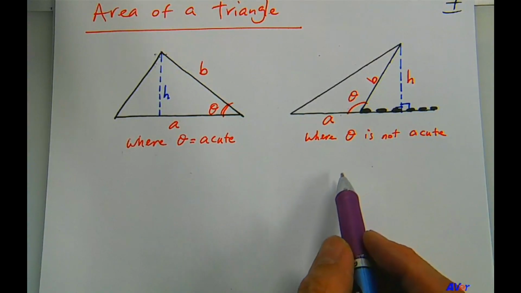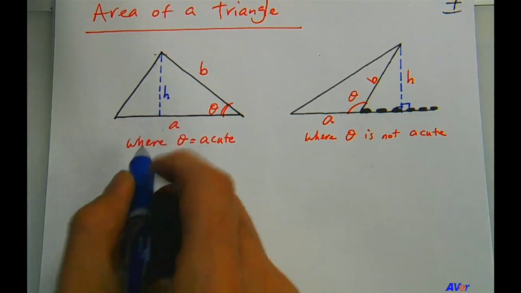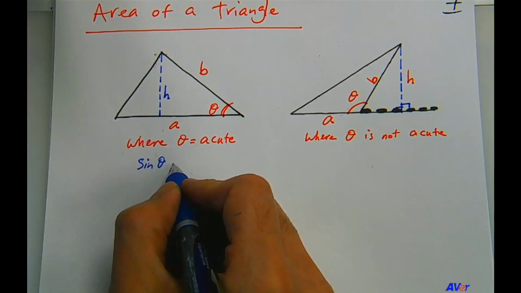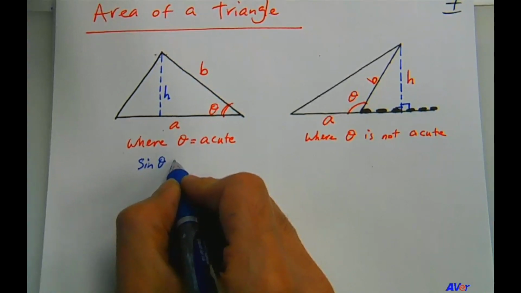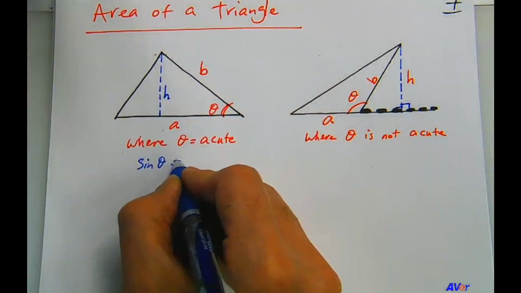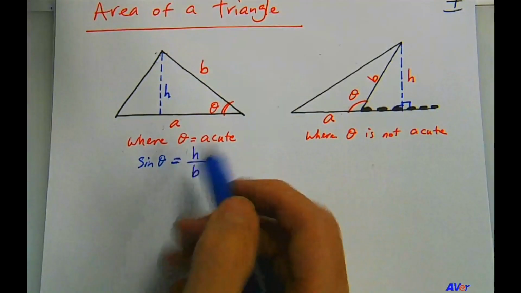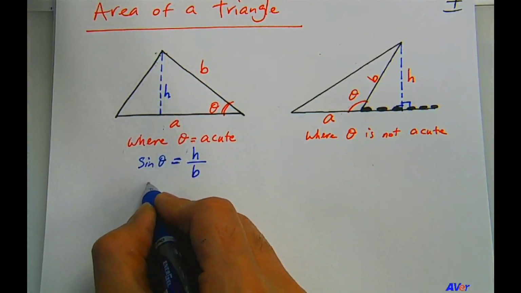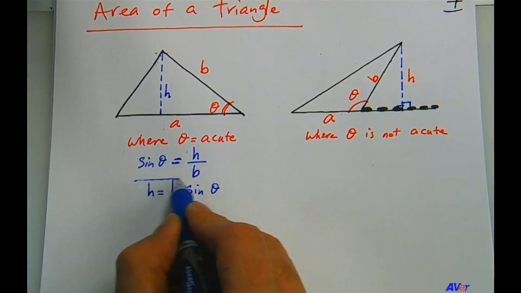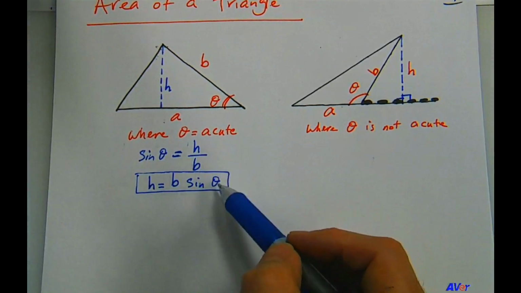Then we know that, according to this, we have sine of theta equal to the opposite divided by the hypotenuse. So it'll be equal to h over b. And then from this triangle, we have h equals b sine of theta. Right? Okay.